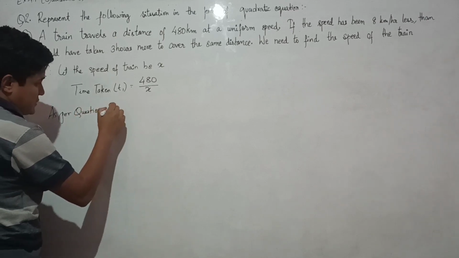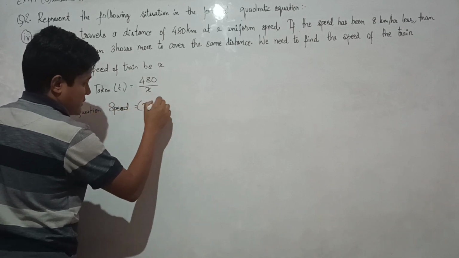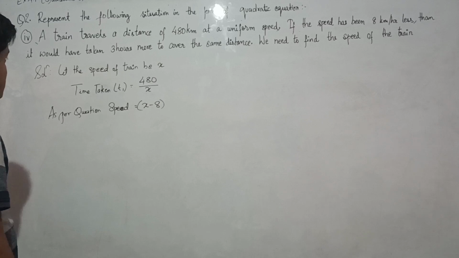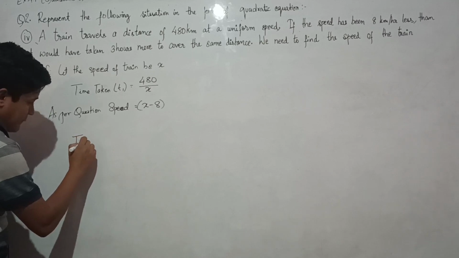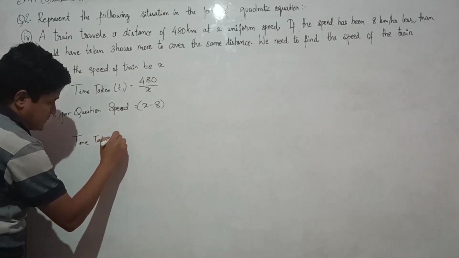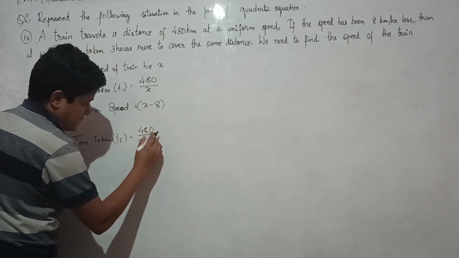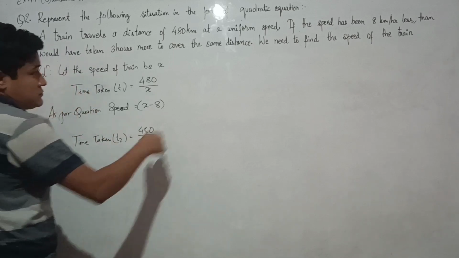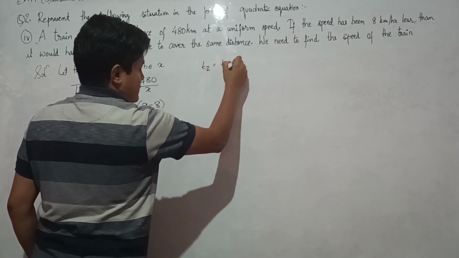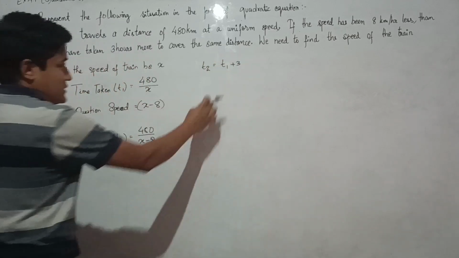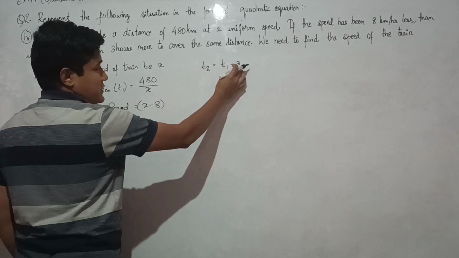now the speed is 8 kilometers per hour less, then it would have taken 3 hours more to cover the same distance. So time taken t2 equals 480 by x minus 8. So t2 time taken would be t1 plus 3. The time taken earlier was to reach 480, and now it takes 3 more hours.